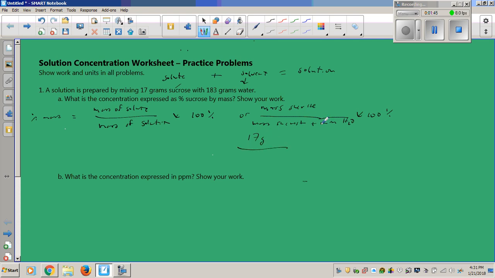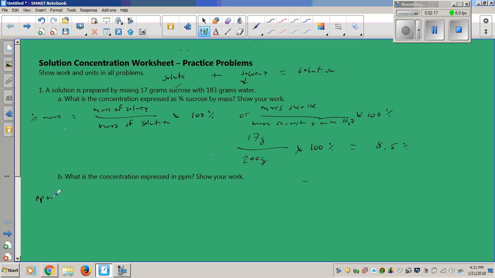And so the mass of sucrose is 17 grams. The mass of the solution, or mass of the sucrose plus water, 17 plus 183, is 200 grams. And you multiply that times 100%. Now we knew if 17 was over 100, that'd be 17%. But 17 is over 200, so it's going to be half of 17%, or 8.5% by mass.